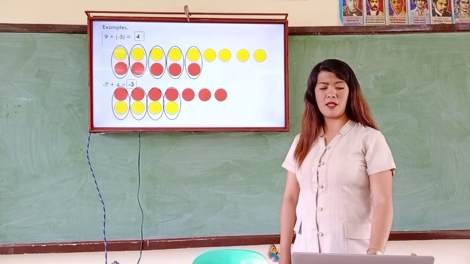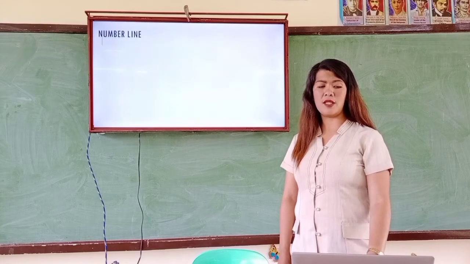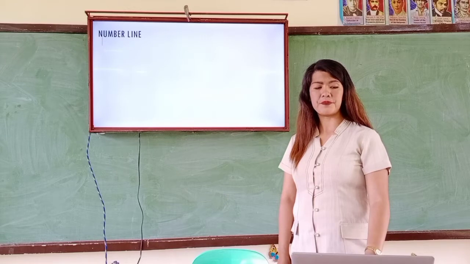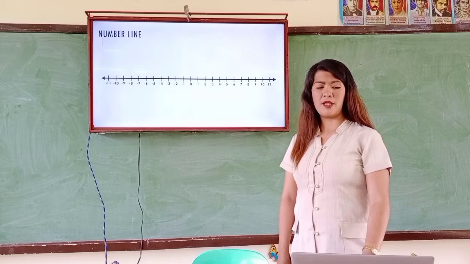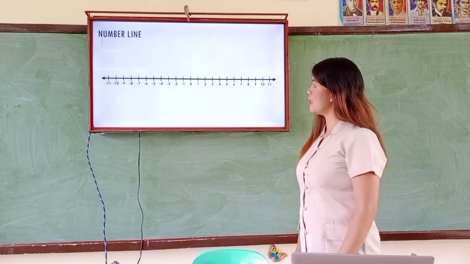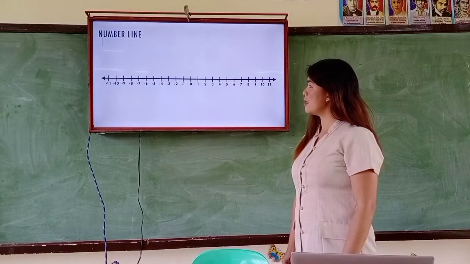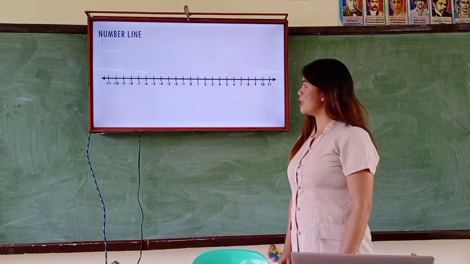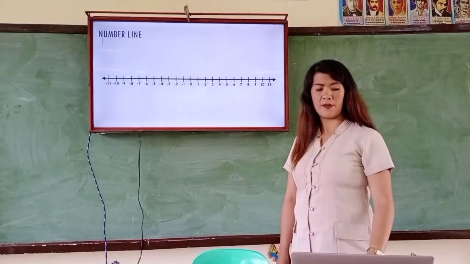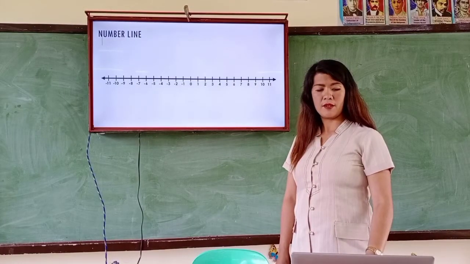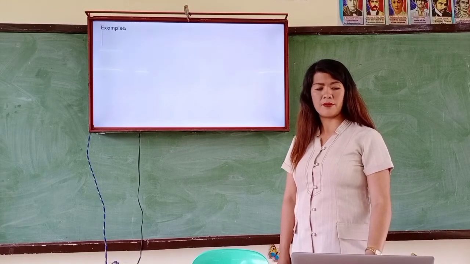Another technique is by using the number line. A number line illustrates the relationship of the positive, negative, and 0 integers. As you can see, negative integers are decreasing continuously, and positive integers are increasing continuously. So we have here examples.